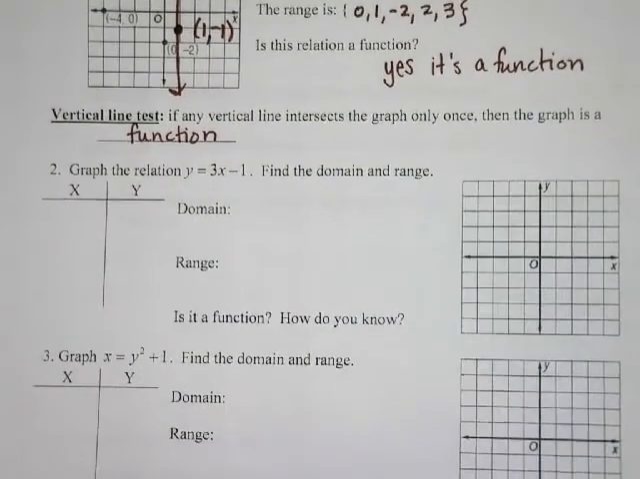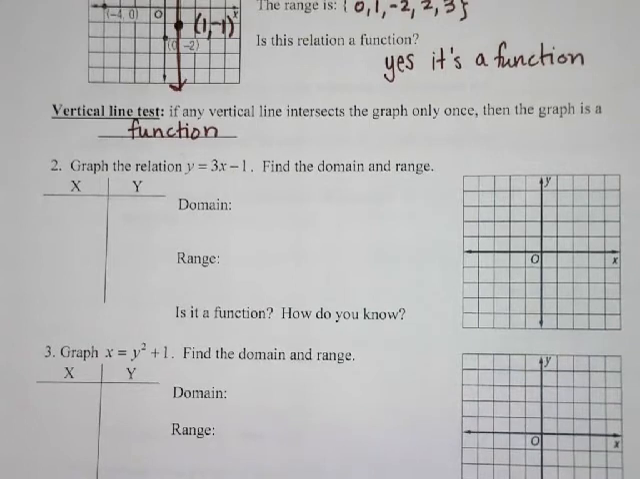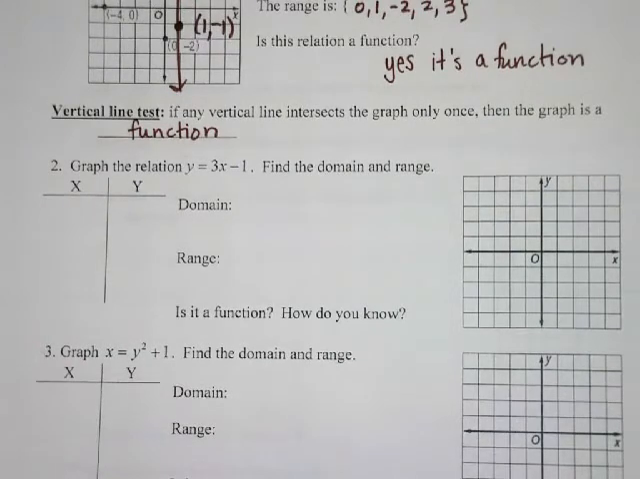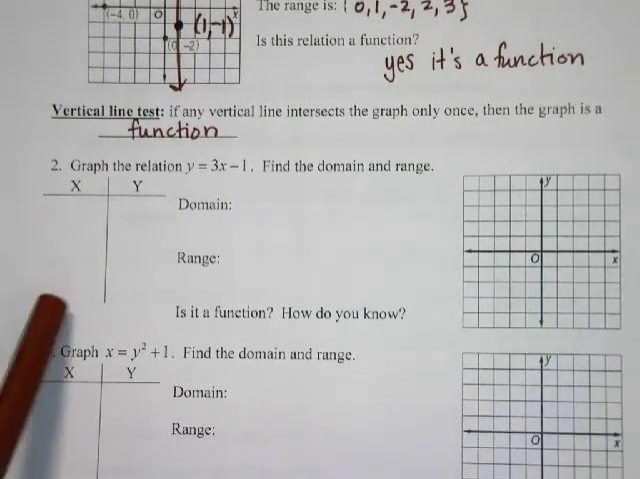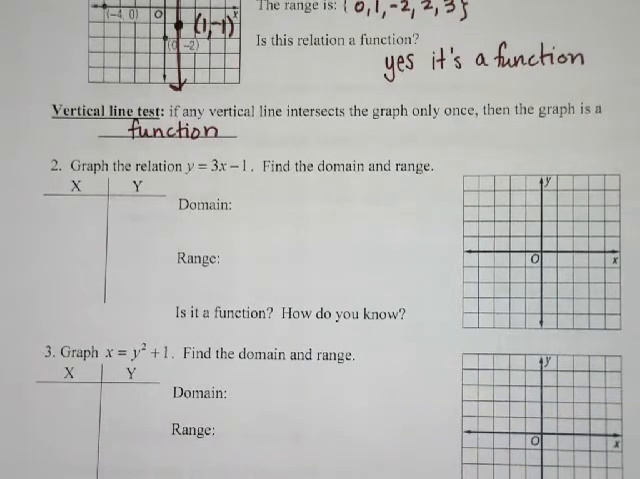Well, the other thing, we can graph our lines and other things. So if we look at number 2, it says graph the relation y equals 3x minus 1, find the domain and the range. Okay, well I gave you a t-table. We don't necessarily need that, right? We could graph lines.